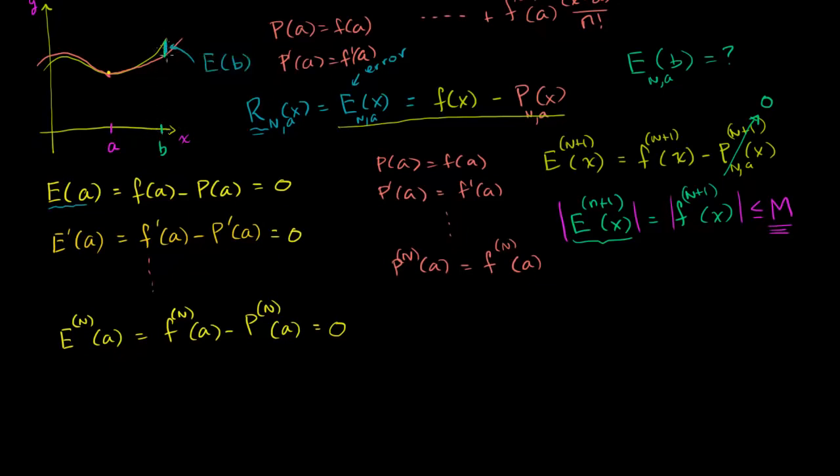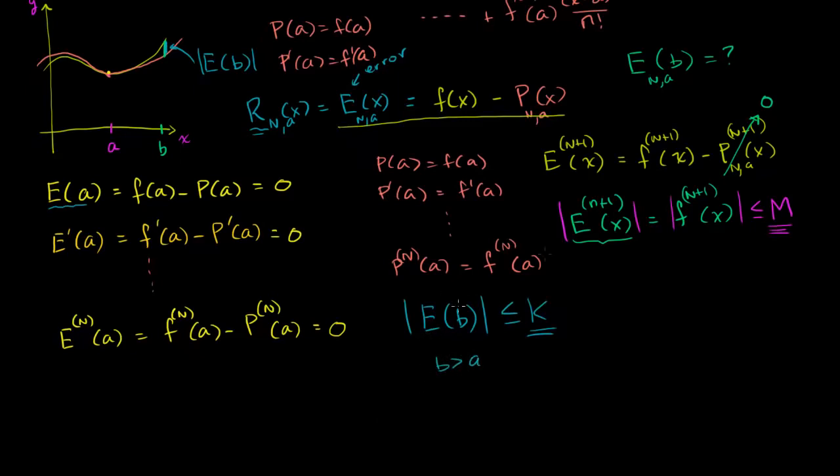And what we really care about is the absolute value of it, because at some points f of x might be larger than the polynomial. Sometimes the polynomial might be larger than f of x. What we care about is the absolute distance between them. And so what I want to do in this video is try to bound our error at some b. Say it's less than or equal to some constant value. We're just going to assume that b is greater than a.